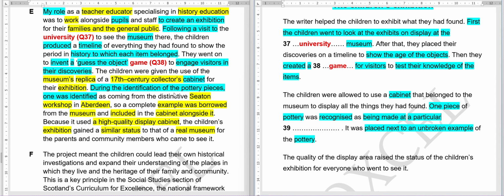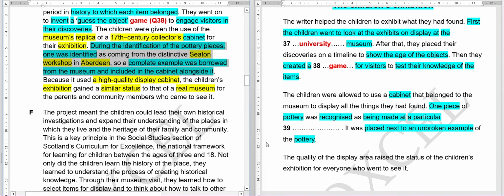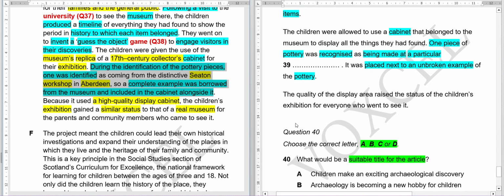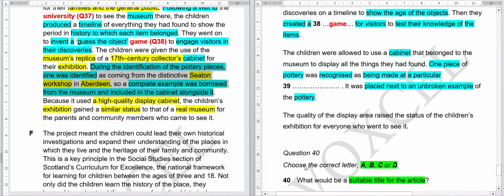During the identification of the pottery pieces, one was identified as coming from the distinctive Seaton workshop in Aberdeen. So a complete example was borrowed from the museum and included in the cabinet alongside it. So "placed next to" means alongside, and "complete" means unbroken. That is the location of our next sentence. So obviously our answer will be in this particular sentence itself, and you will have around 10 seconds to tell me the answer, and the time starts now.